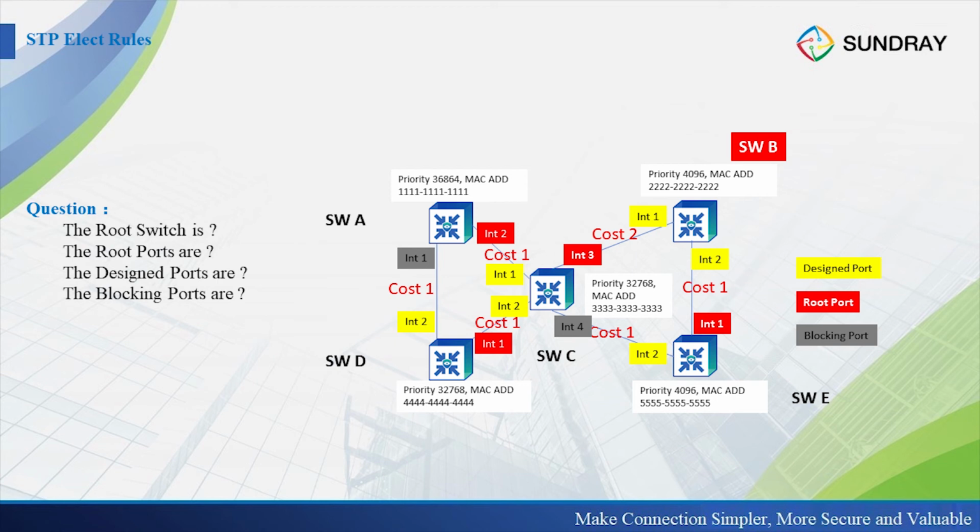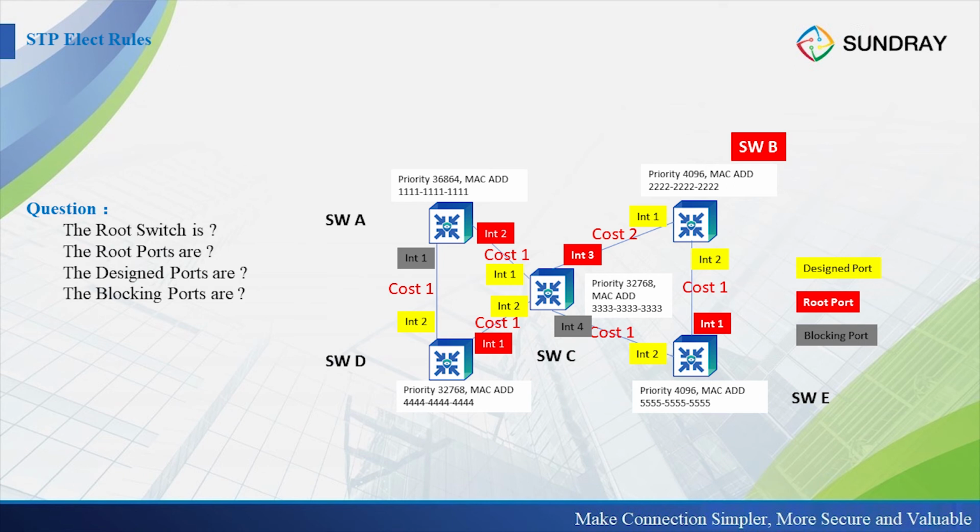is 4096, and for the other, switch E, the bridge ID is 4096. The other bridge ID is 36865. So for switch A, switch C, and switch D, the bridge ID is bigger than B and E.